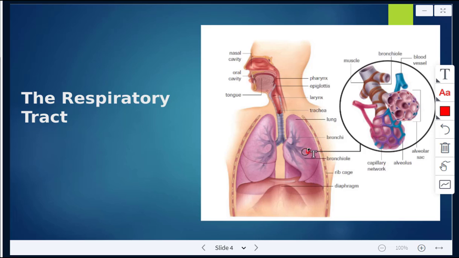If we have a close-up of the bronchioles here, we see this structure, which is called an alveolus, or alveoli for plural. And so here's that bronchiole tube, and then we have this alveolar sac, and we can see that there's blood vessels and capillary network that is wrapped around the alveolus.